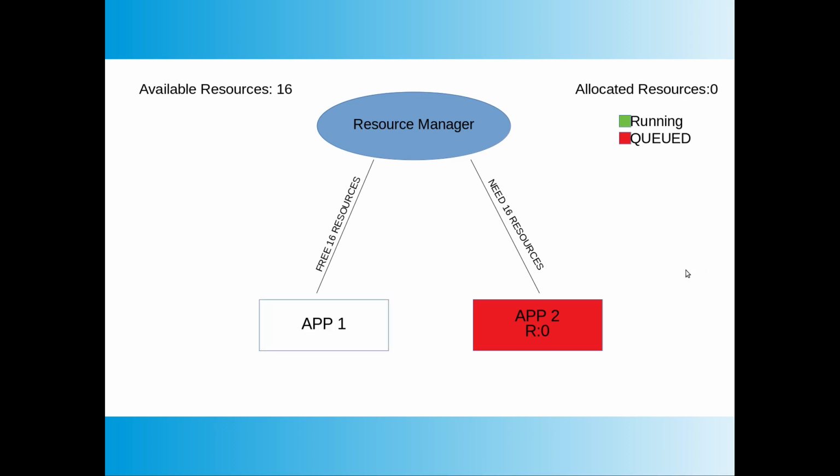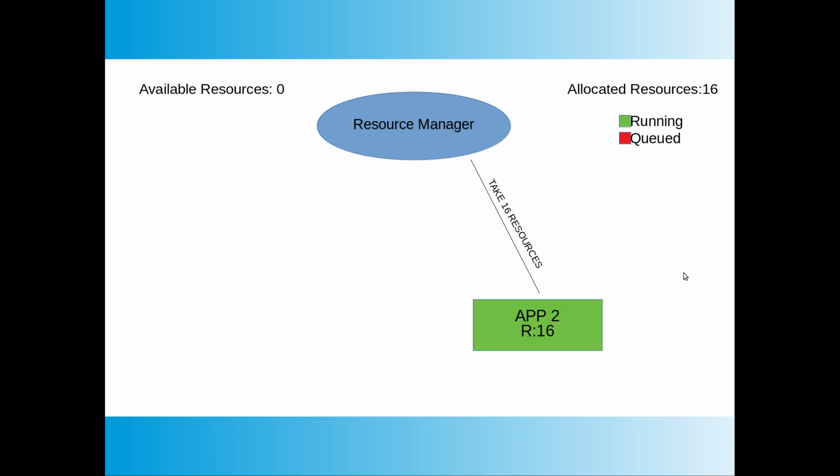When application 1 decides to release the resources, it informs the resource manager, and now the resource manager can give the resources to application 2. So application 2 can run. In this example, we saw that we had throughput 1.